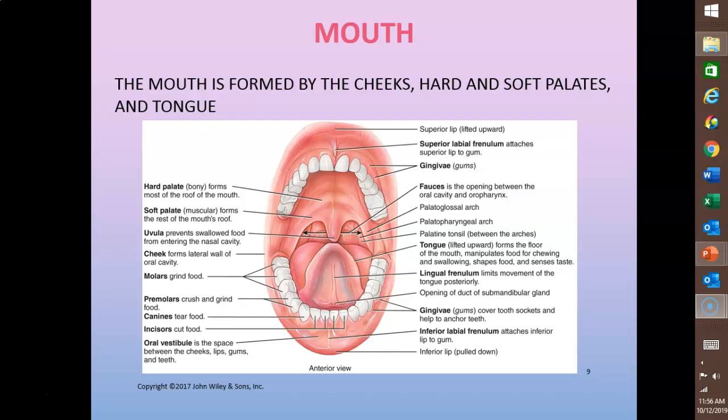But remember, the mouth is where we take food in, formed primarily by the cheeks, the hard and soft palate, and the tongue, and then all the accessory structures that help us to chew that food and move it around in the mouth to prepare it for swallowing.